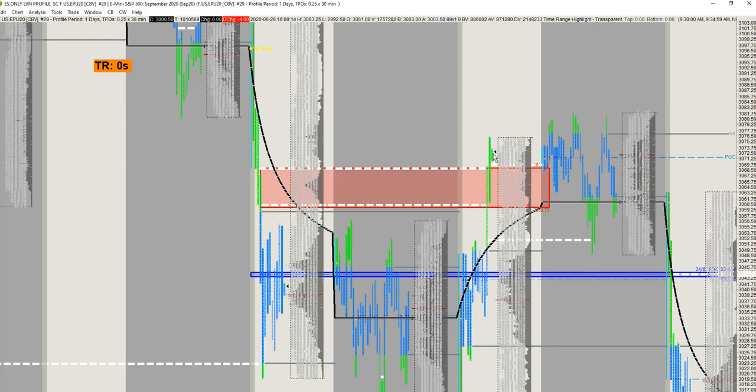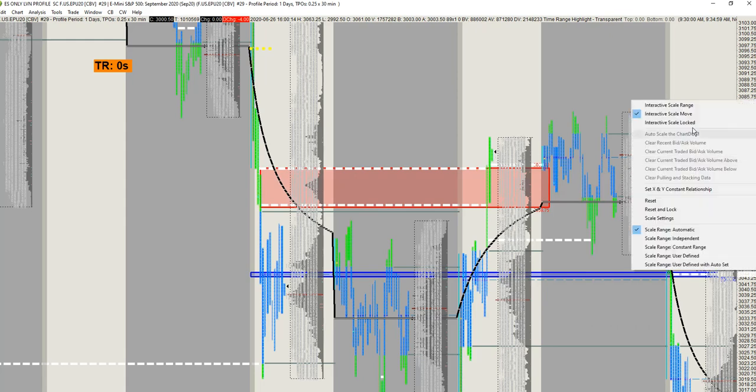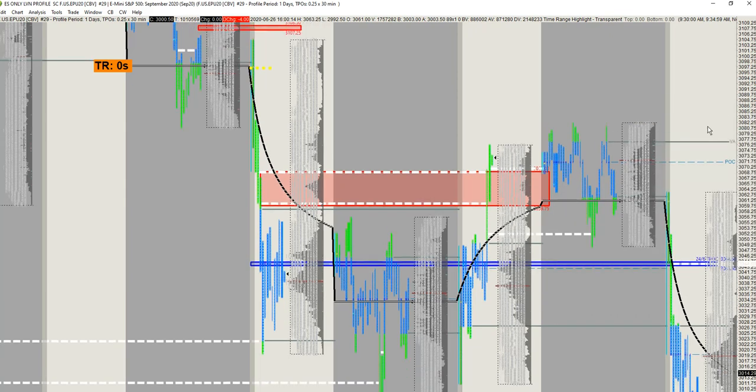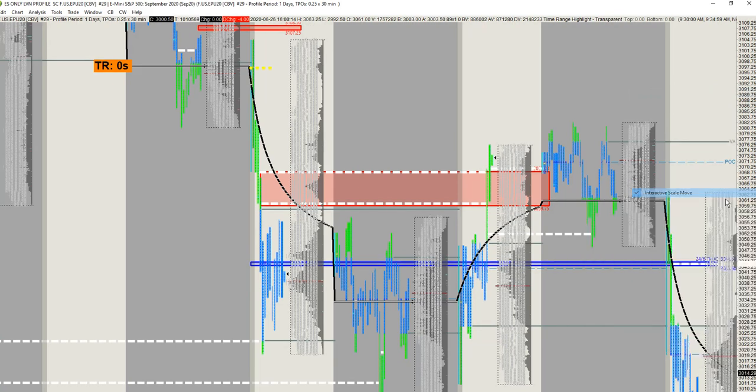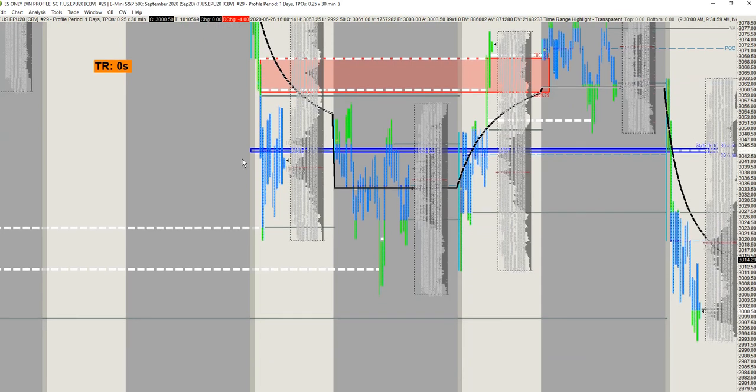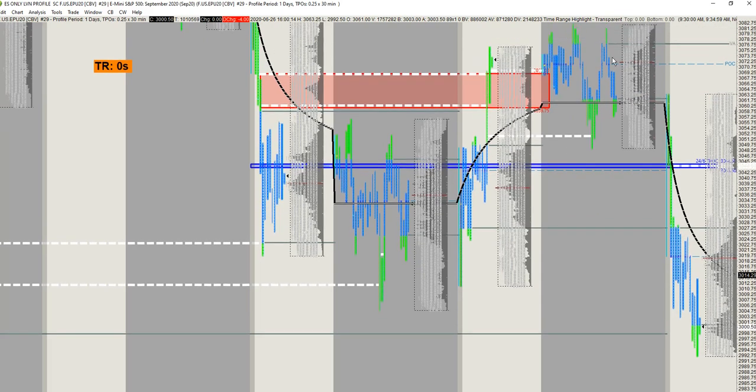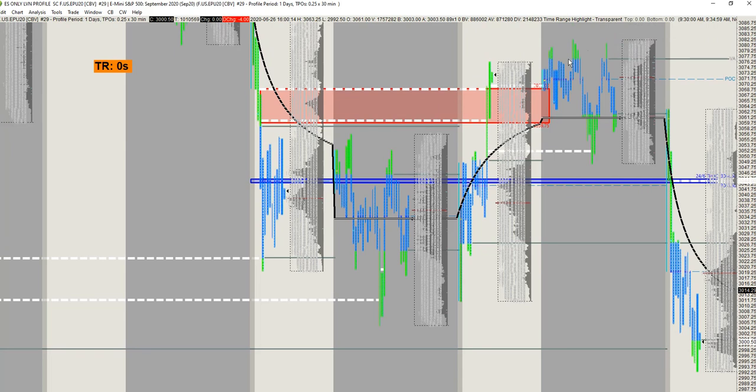Market closed above it, so you want to monitor continuation. Did we get continuation here? No, we did not get continuation. So basically, lower value, market closes above. Do we get continuation in the overnight? No, we fail.